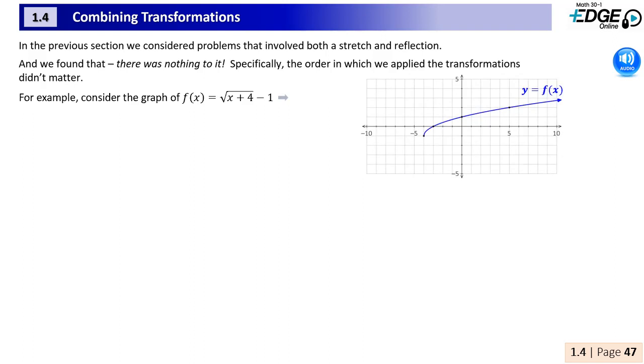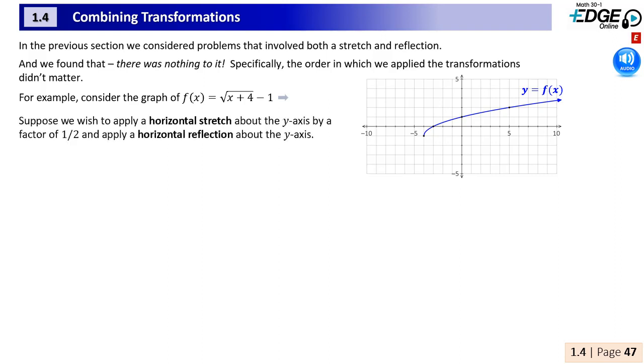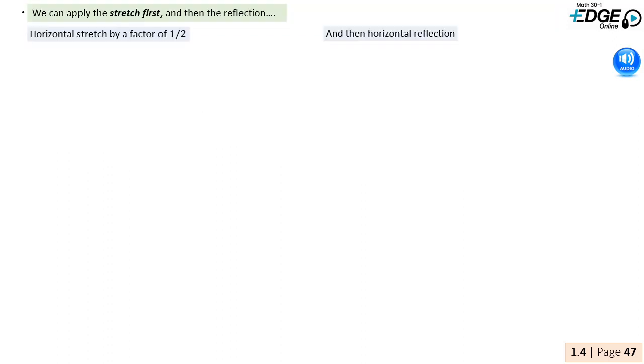Let's consider a radical function with its endpoint at -4 and -1. Suppose we wanted to stretch this graph horizontally, which is to say about the y-axis, by a factor of 1/2, and that we also wanted to reflect it over the y-axis. Let's see what happens if we apply the horizontal stretch first.